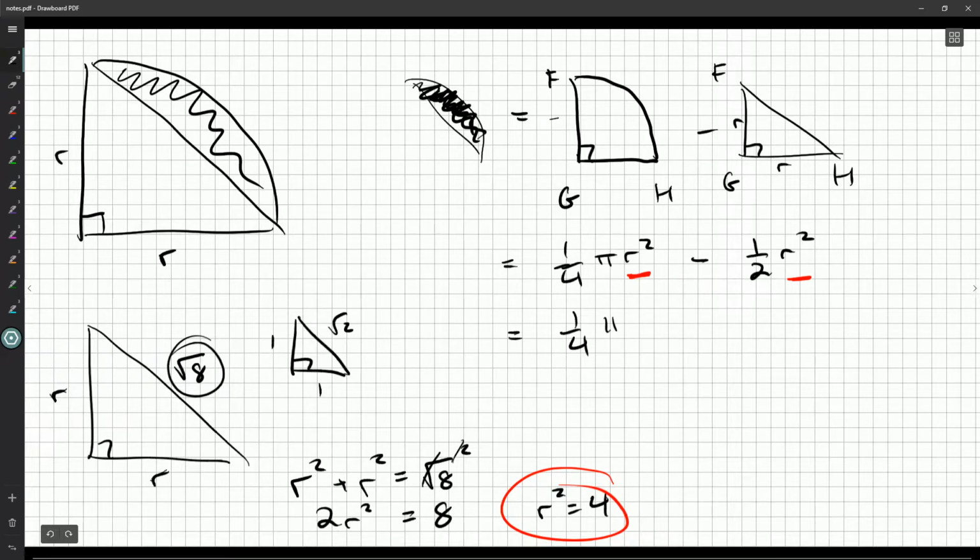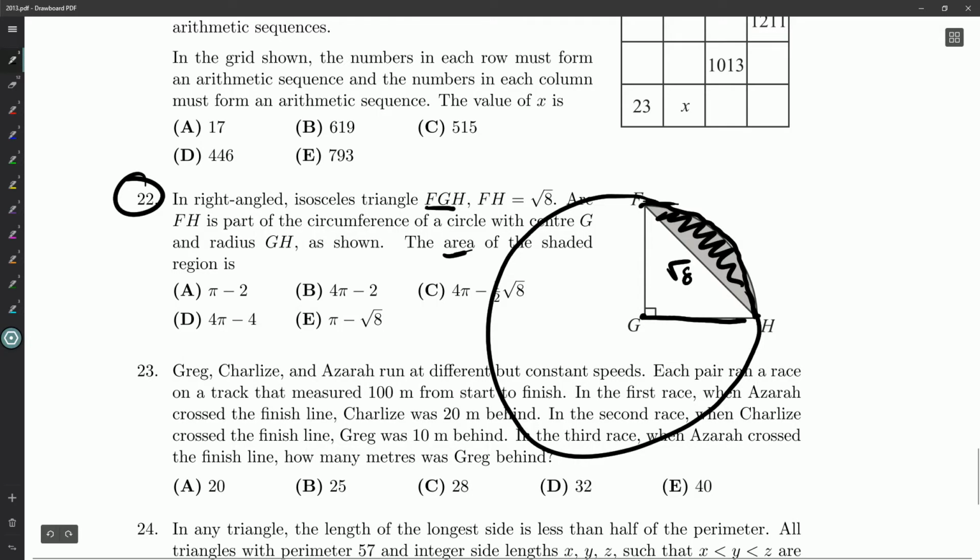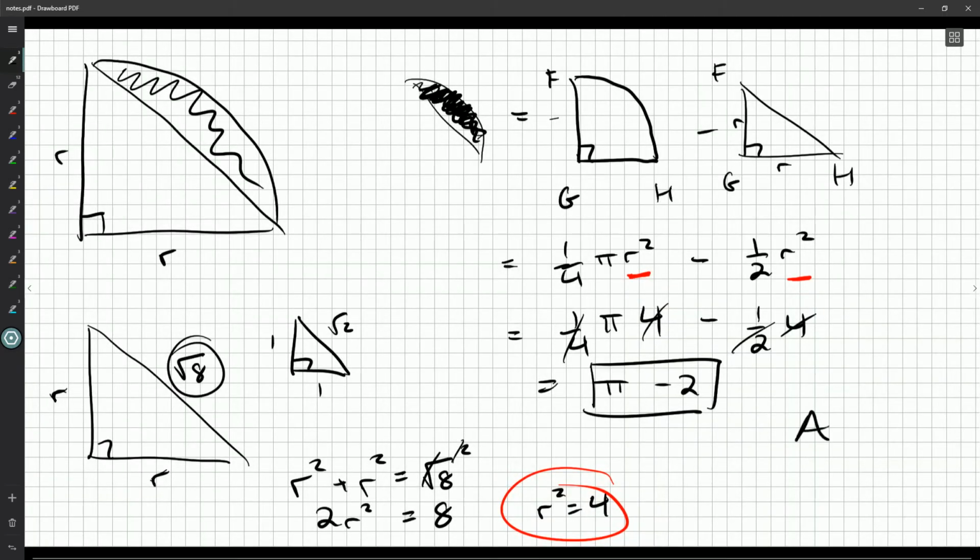So 1/4 pi times 4 minus 1/2 of 4. The quarter and the 4 cancel out, so it's going to be pi, and then 1/2 of 4 is 2. So pi minus 2 is the area of this shaded region. Now we take a look. Pi minus 2, oh, there it is. It's answer A. And that's all we're going to need.